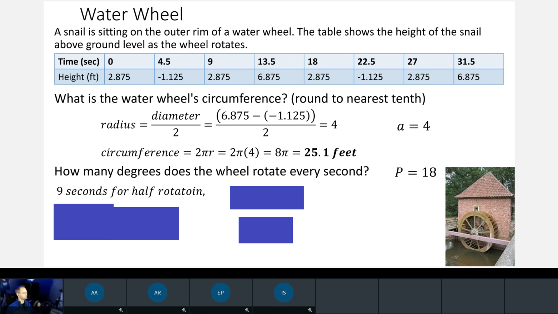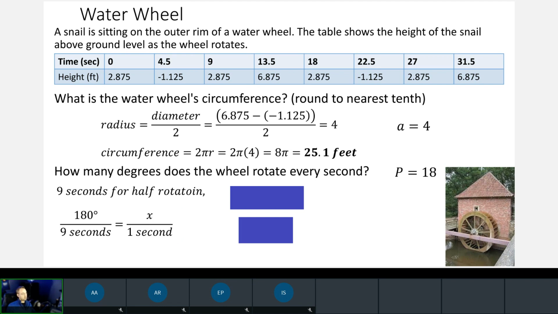So I just did half. I did 9 seconds for a half rotation. Same thing, right? If it's 18 seconds for a full, it's 9 for a half rotation. I could have very easily used 18 and 360, but I used 180 and 9. It doesn't matter though. The ratio is the same.